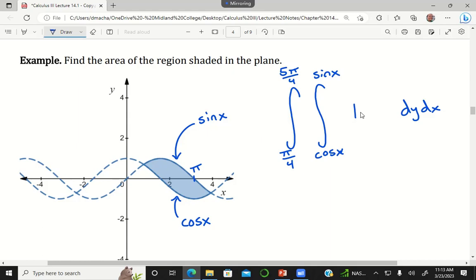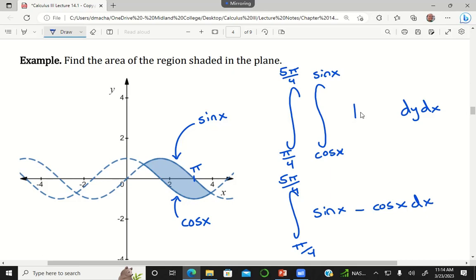And you can probably tell that whenever I evaluate the inside integral now, integrating 1 with respect to y is just going to give me y. And then if I replace that y with a sine x minus a cosine x, then again, this is just going to give me the Calculus 2 version, which is the integral of sine x minus cosine x dx.